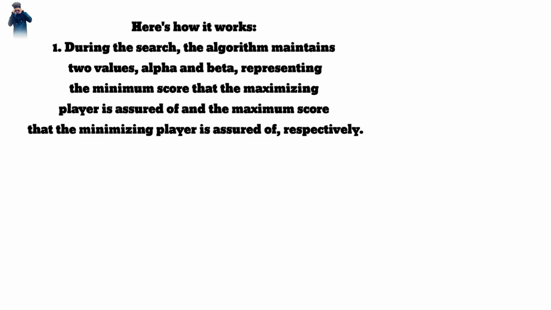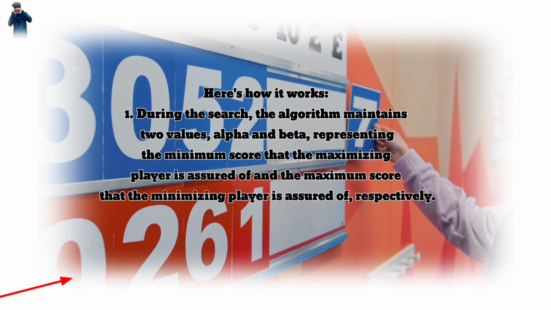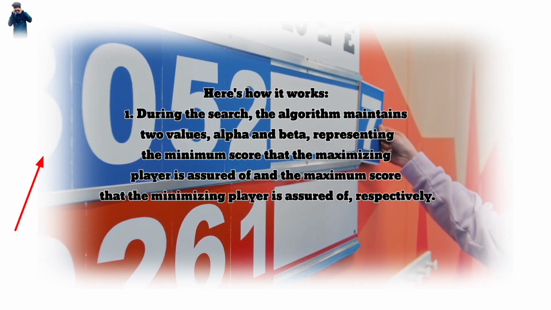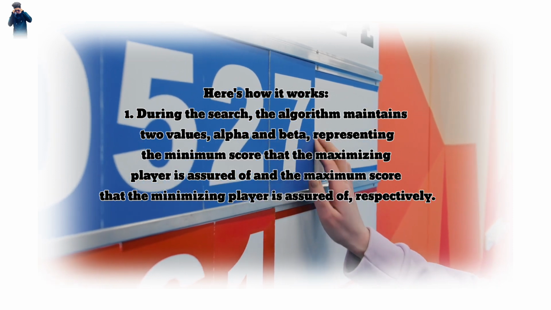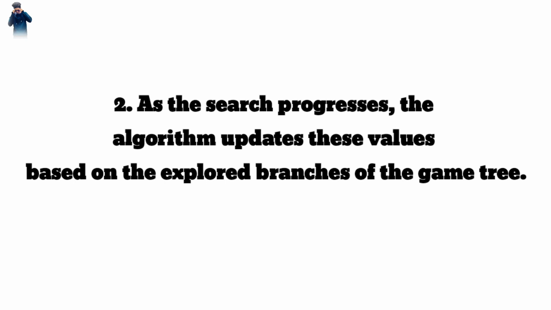1. During the search, the algorithm maintains two values, alpha and beta, representing the minimum score that the maximizing player is assured of and the maximum score that the minimizing player is assured of, respectively. 2. As the search progresses, the algorithm updates these values based on the explored branches of the game tree.